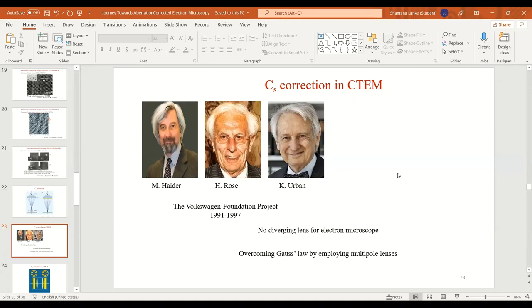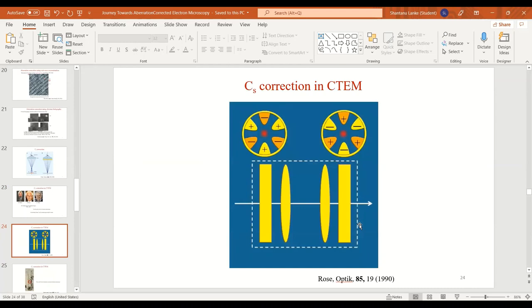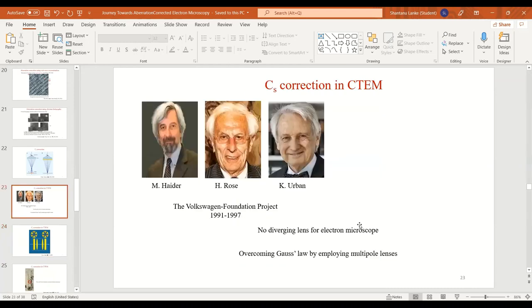And then after all attempts failed, no one was ready to fund aberration correction. But these three superheroes of aberration correction managed to get funding from a Volkswagen Foundation project. It continued from 1991 to 1997 because the mechanical alignment and electrical stability of the lens components was very difficult to achieve. And after that, in 1998, they came up with the first aberration-corrected electron microscope, which was an image-corrected electron microscope.